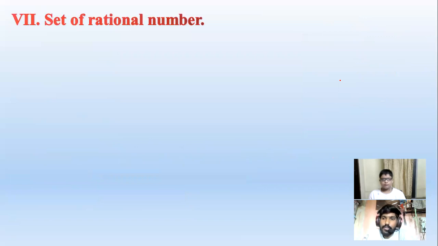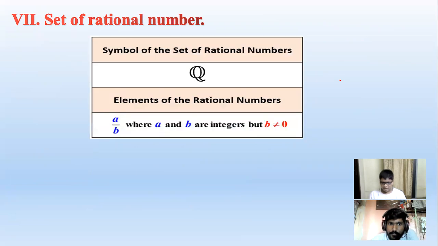Now, this also we have to identify whether it is finite or infinite. Now, this is set of rational numbers. What are rational numbers? Fractions. Fractions, correct. So the symbol that is used to denote rational numbers is Q. We denote Q as rational numbers. And elements of rational numbers are of the form a upon b. So they are fractions. And one more point: the denominator should not be equal to zero.